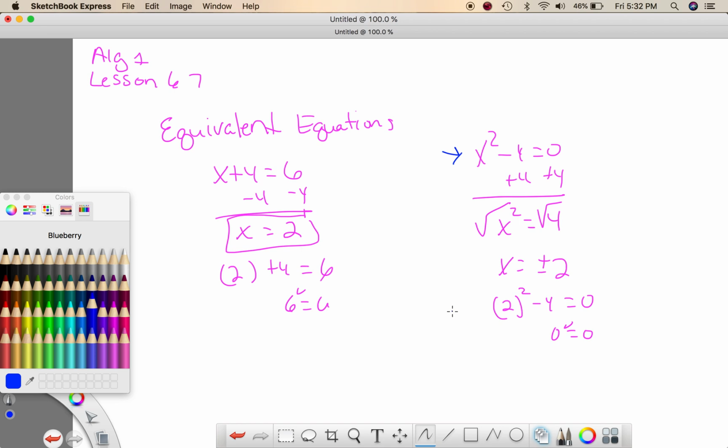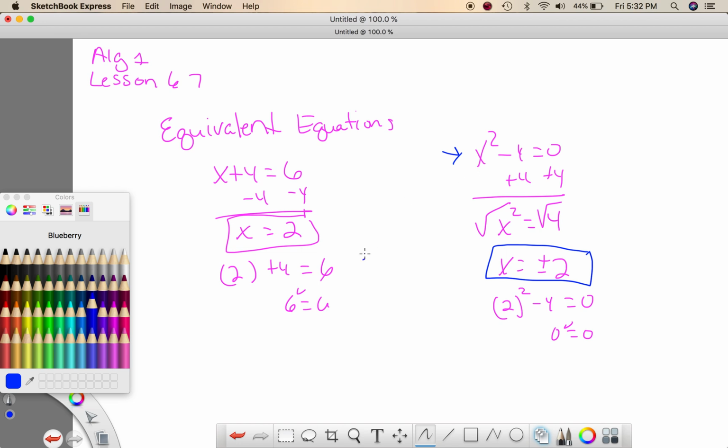However, they are not equivalent because this one has two solutions. It has a plus or minus. So, therefore, they're not the same equations. And if you look at them, this is x plus 4 and this is x squared minus 4. They do have one solution in common, but that's it.